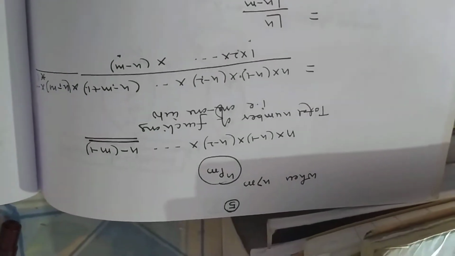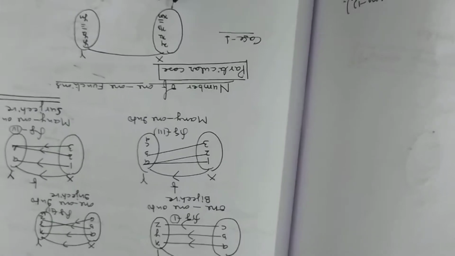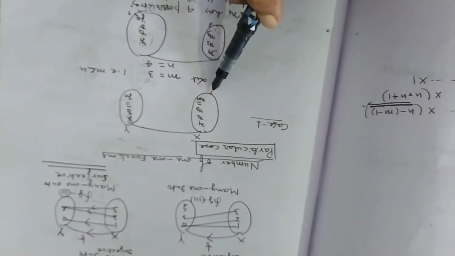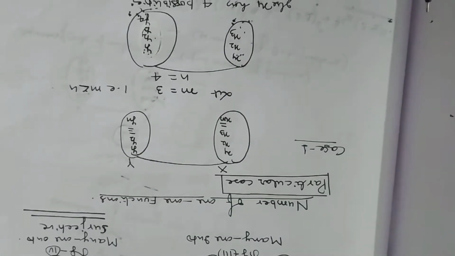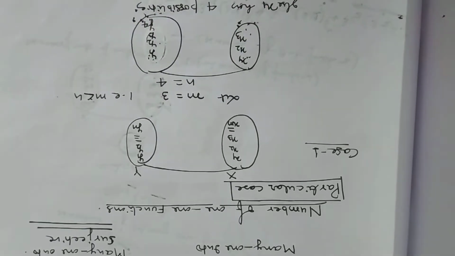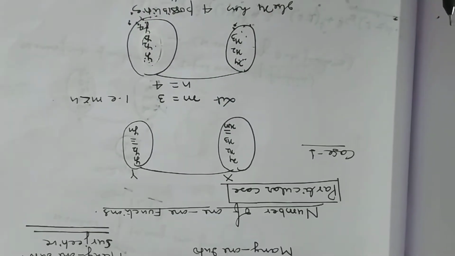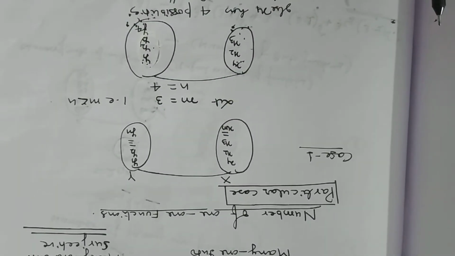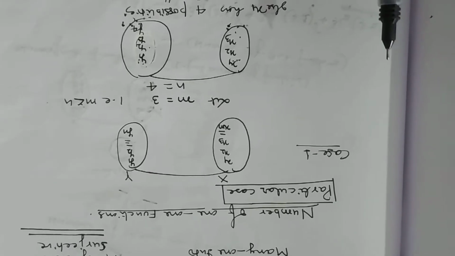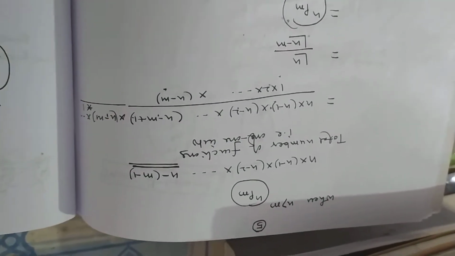Which case? Case 1. In case 1, what do you observe? Cardinal number of domain is less than cardinal number of codomain. So now, in this case, we want to make it general. What do you observe?